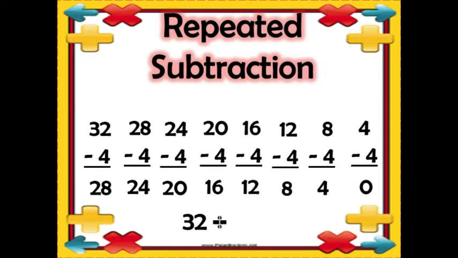Next is the division sign. After that, all we have to do is look at the subtrahend. The subtrahend in all is number 4. So we are just going to write number 4. Then the equal sign. Then after that, we count how many times we subtracted the number 4 from 32. So we count 1, 2, 3, 4, 5, 6, 7, 8. So it means the answer is 8.